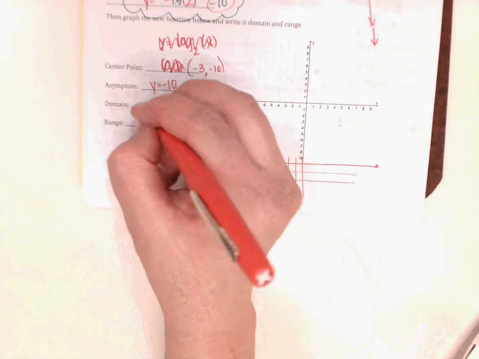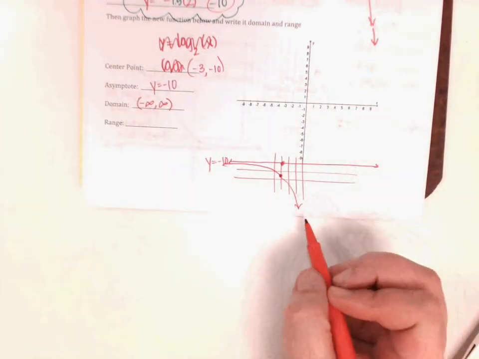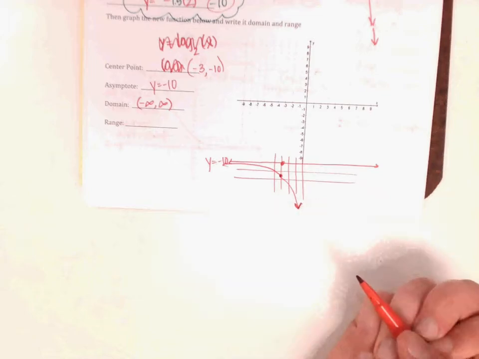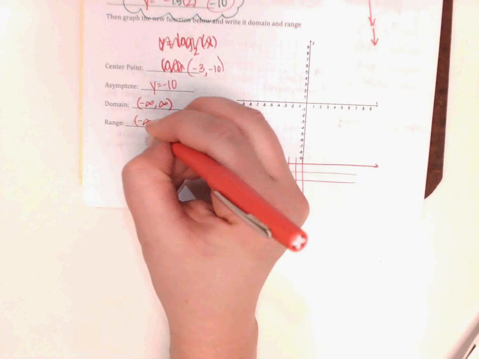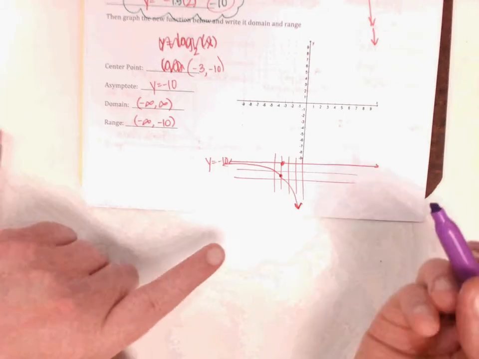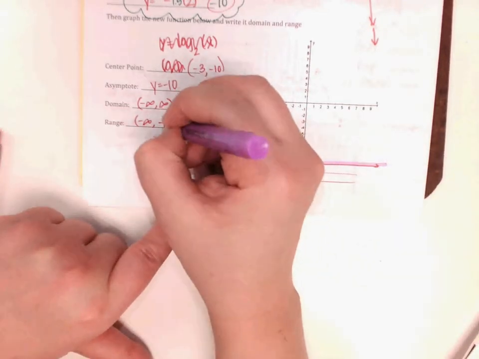Then my domain would be all real numbers. And my range, my lowest point would be negative infinity. My highest point would be that negative 10. And remember, the reason that the asymptote gets to come second on that one is because negative 10 is the highest it can go. And remember, we're leaving it open because it never actually gets to negative 10. All right, go ahead and turn the page when you're ready.